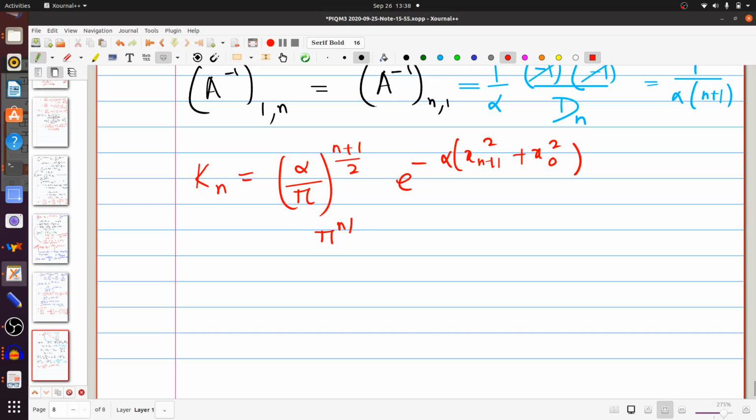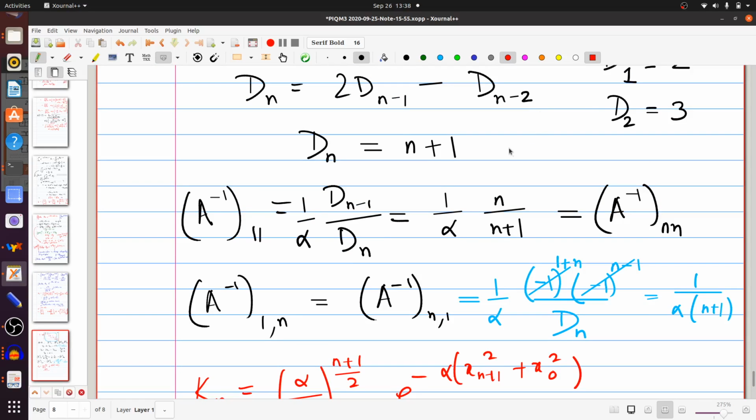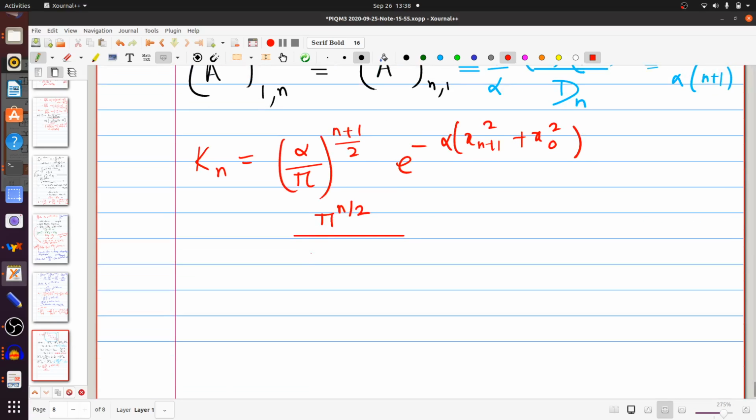pi to the power n by 2 by determinant of A. And what is the determinant of A? I found out Dn to be n plus 1. From there I need to find determinant of A, but that has to be simply alpha to the n times n plus 1, right? So here you get alpha to the n by 2 over n plus 1. So that's the pi to the n by 2 by square root of determinant A done.